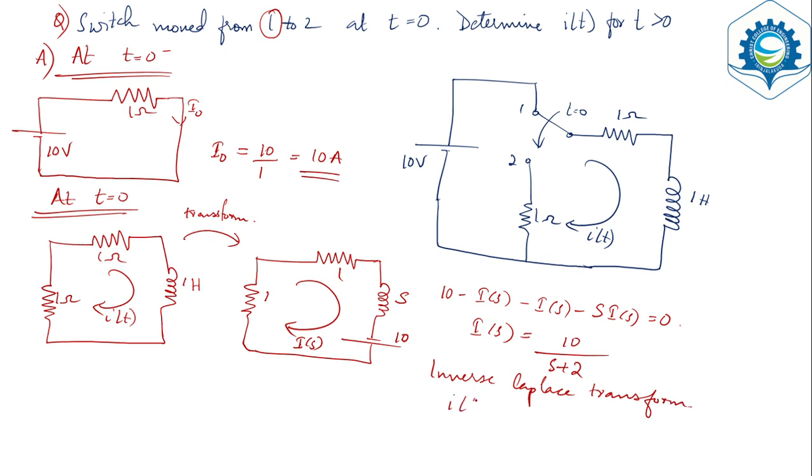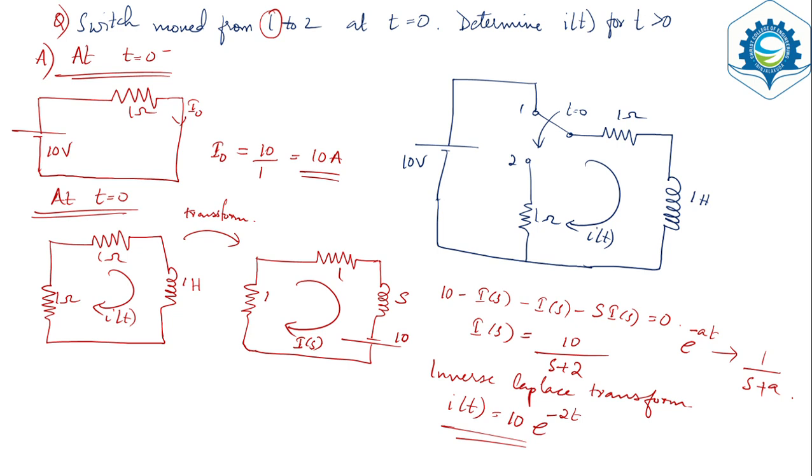And you will get I of t is equal to 10, a constant. What is the Laplace transform of e raised to at? The Laplace transform of e raised to at is 1 by s minus a. So if it was e raised to minus at, it would be 1 by s plus a. So here you have 1 by s plus 2. You can write it as e raised to minus 2t. Okay, 1 by s plus 2 is e raised to minus 2t. And you have got the current I of t.